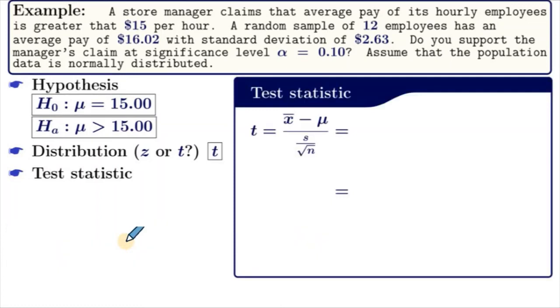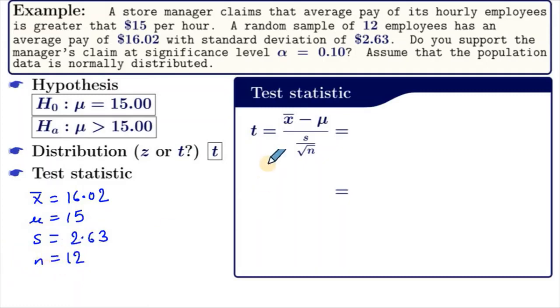Next, let's find test statistic T using this formula. Let's figure out all the values we need for this formula. So basically here we need X bar, mu, S, and sample size. X bar is the sample mean, which is given to be 16.02. Mu is the hypothesized mean, which is given to be 15. S is the sample standard deviation, which is given as 2.63. And N is the sample size, which is 12.